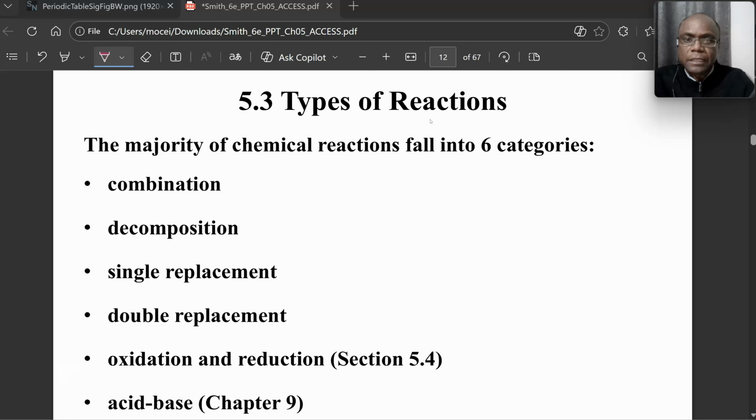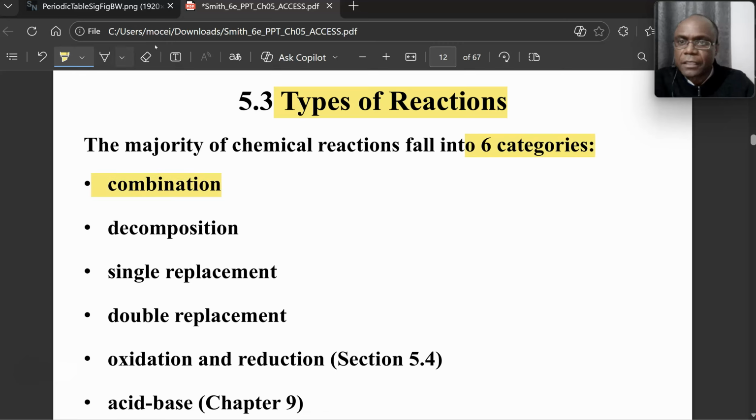Let us now discuss types of chemical reactions. We have classes of chemical reactions that we discuss in general chemistry, and we're going to do that. The majority of chemical reactions fall into 6 categories.